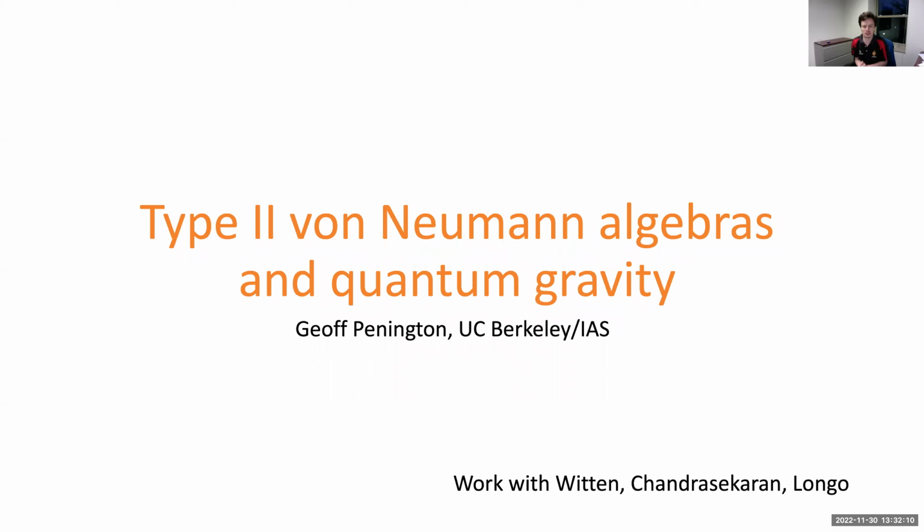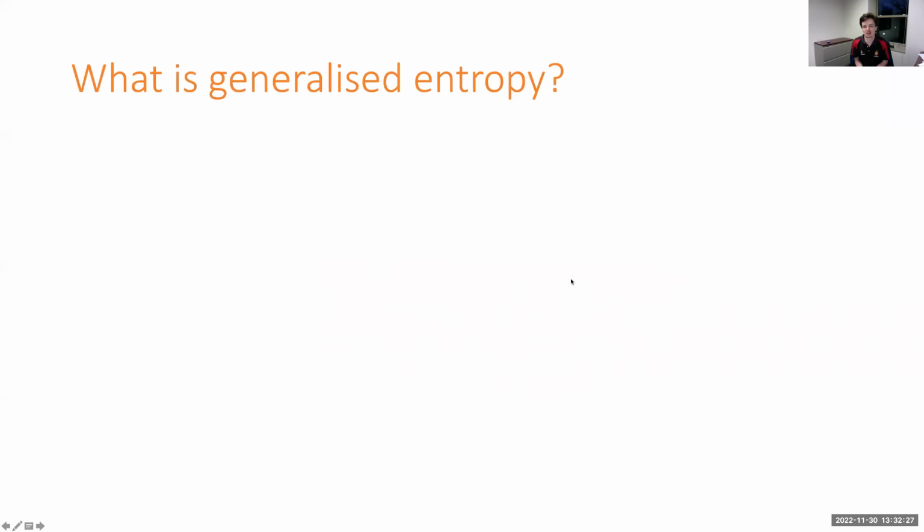All of this work involves this technical mathematical concept of the type II von Neumann algebra, and using it to say something about quantum gravity, in particular about entropies of black holes and cosmological horizons, and their relationship to what's called generalized entropy. So let's start with that.